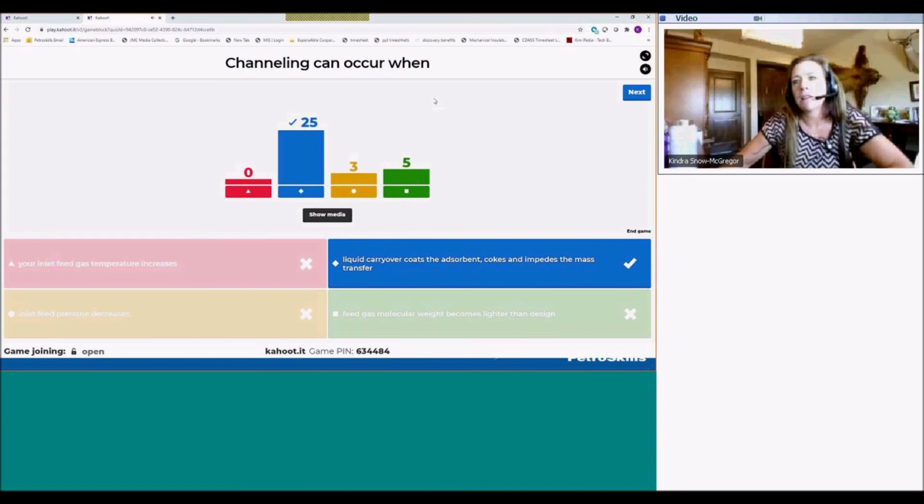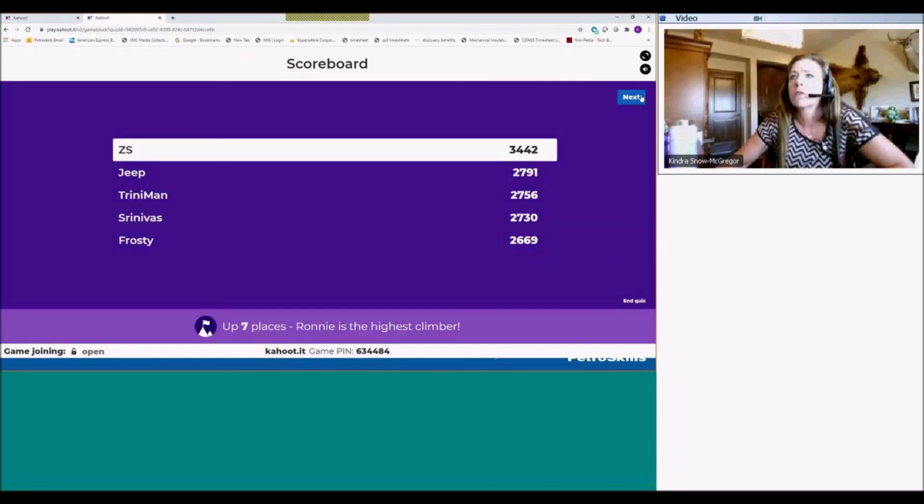All right, excellent job. So channeling occurs when I get liquid carryover coating my adsorbent. It will coke and then impede my mass transfer. So that is a bad deal. And ZS is still in the lead, followed by Jeep.